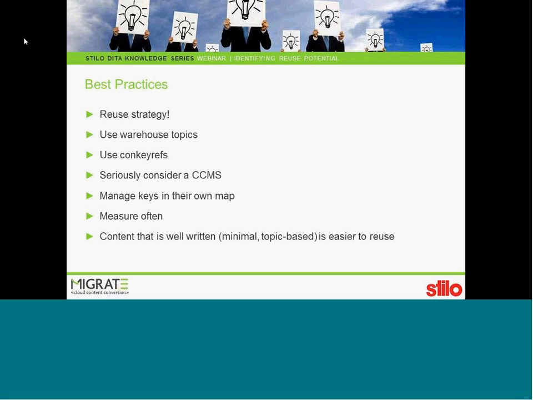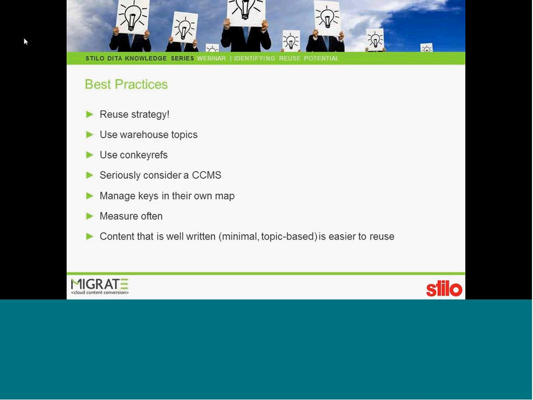A reuse strategy is one of those things that when you're writing it, it helps you think about what's possible to reuse. It really is key. Another best practice that we've talked about today is warehouse topics. It is the best way of maintaining a single source of content. Your authors know where to look for it. They know it's a conref source. It's easy to manage, easy to update, easy to find. And as I mentioned at length, use keyrefs if you can instead of conrefs and instead of profiling attributes.